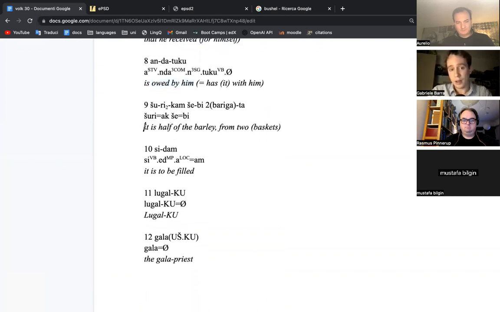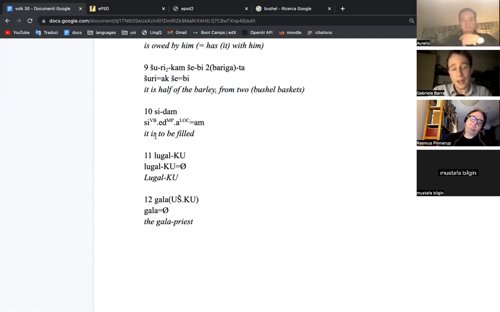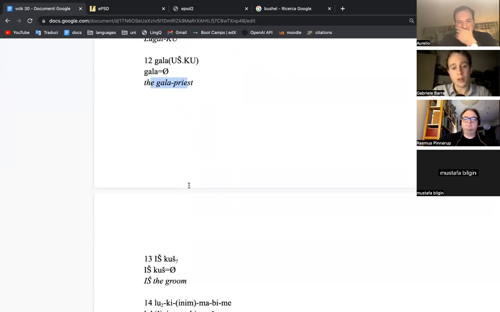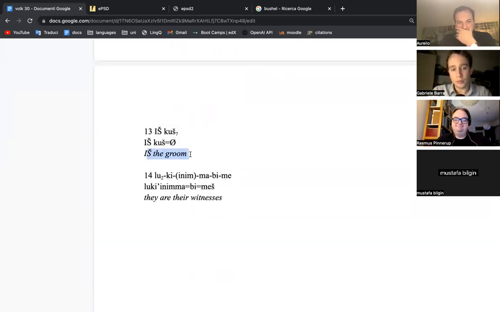And then it is half of the barley that is to be filled from the 2 bariga baskets, let's call them bushel baskets, and Lugal Ku, the Gala sorcerer, and Ish the groom, they are the witnesses.